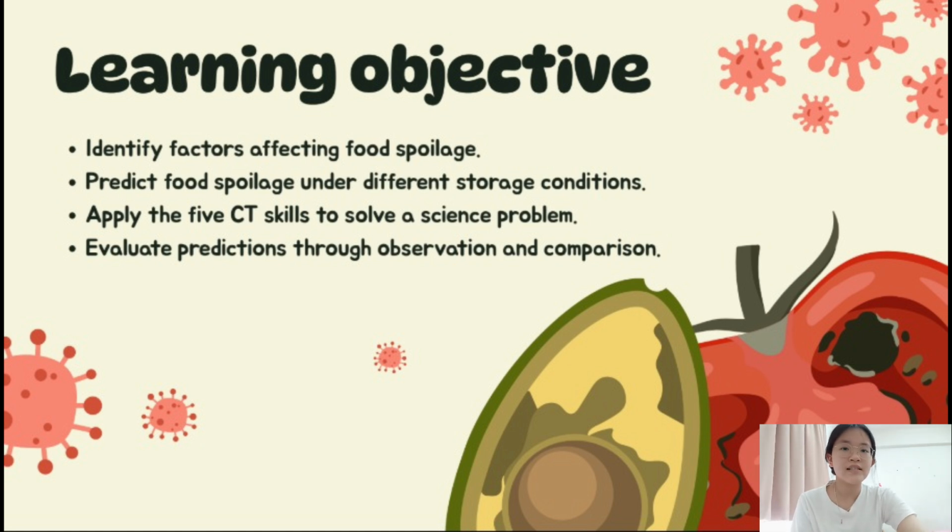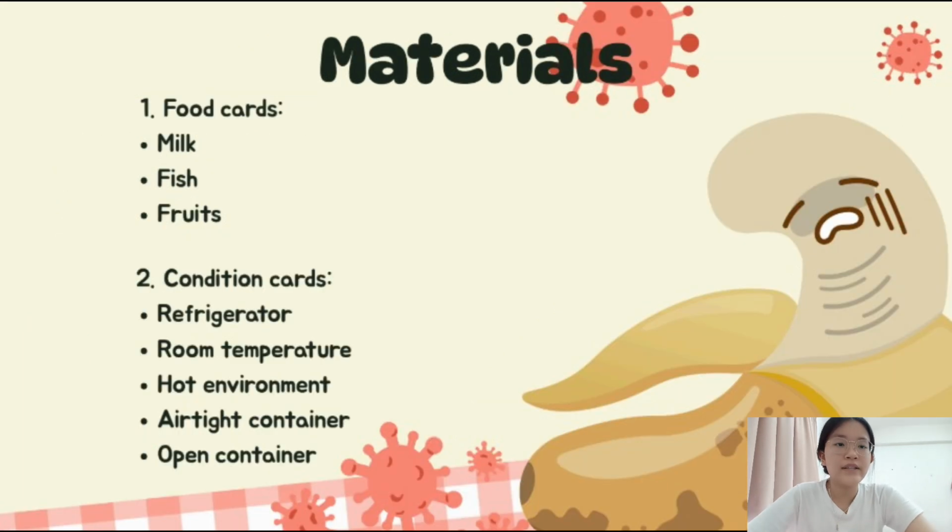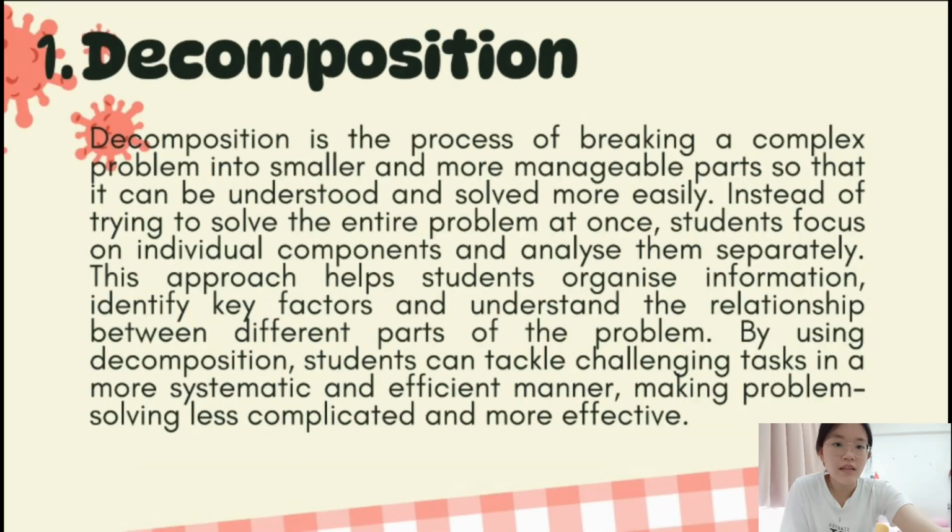So after the class, the students are able to identify factors affecting food spoilage, predict food spoilage under different storage conditions, apply the 5 CT skills to solve a science problem, and evaluate prediction through observation and comparison. The materials needed are food cards and condition cards.